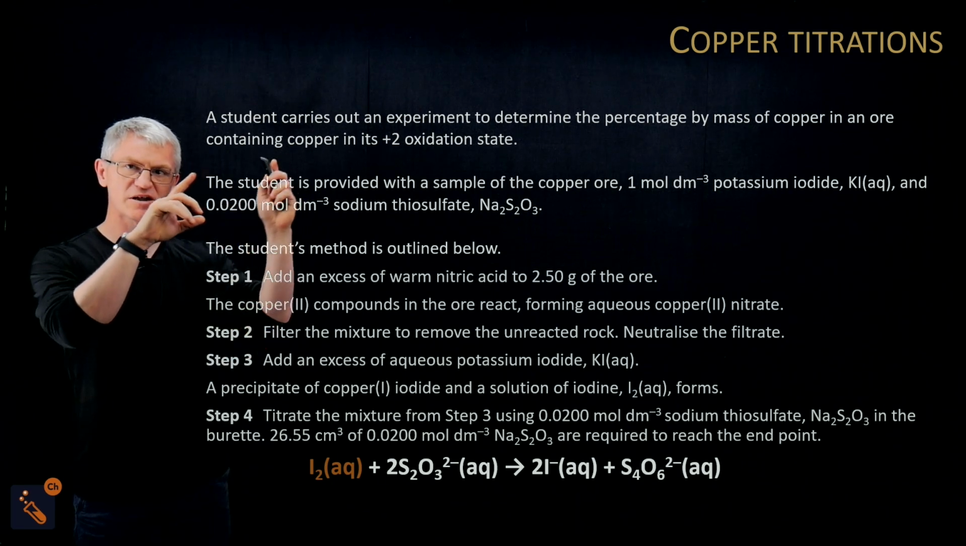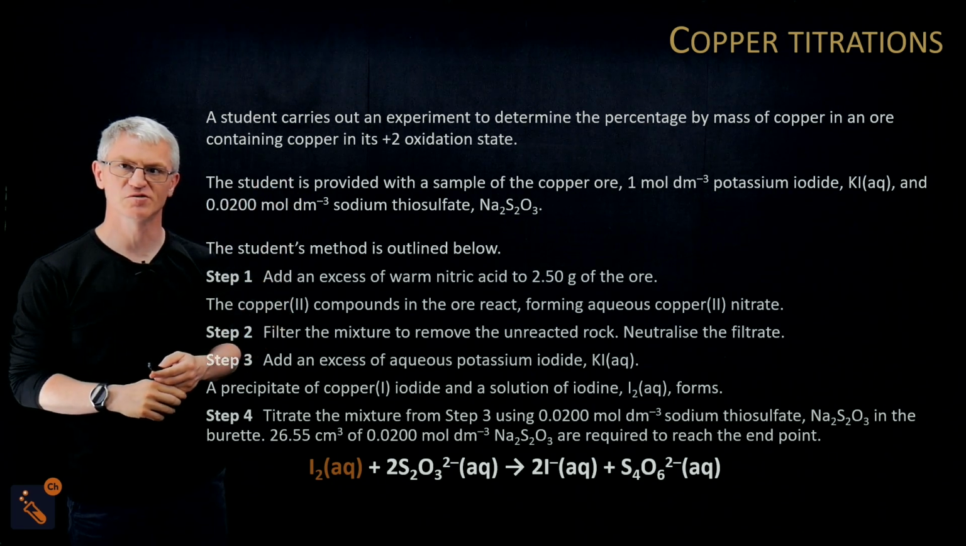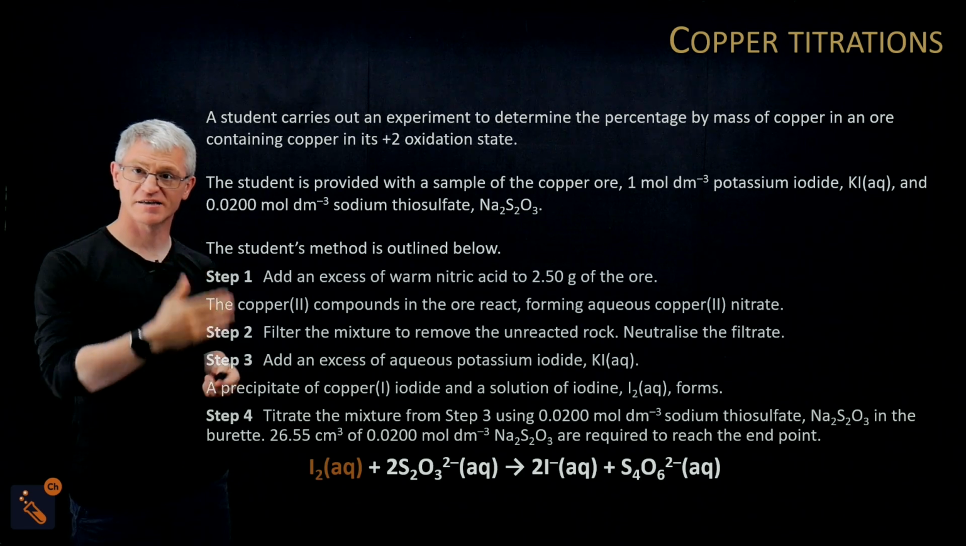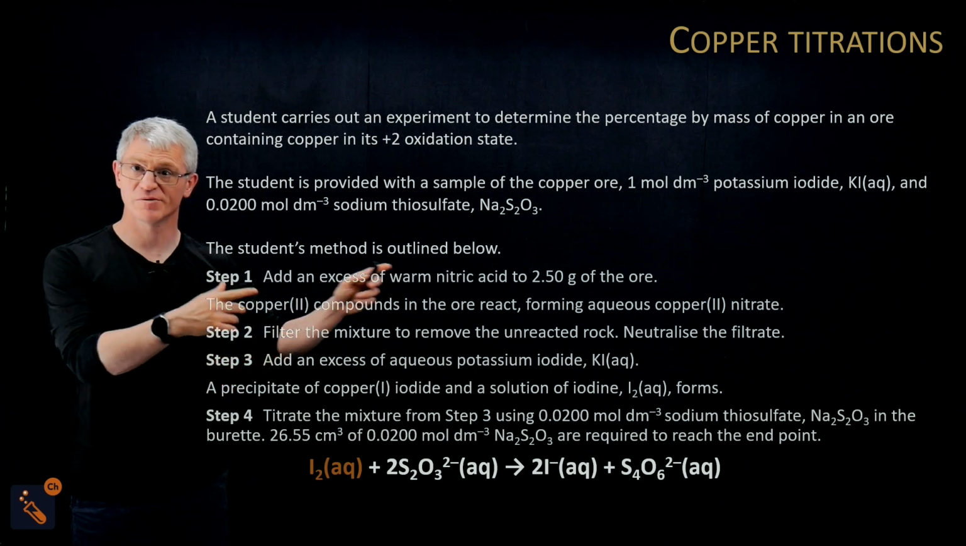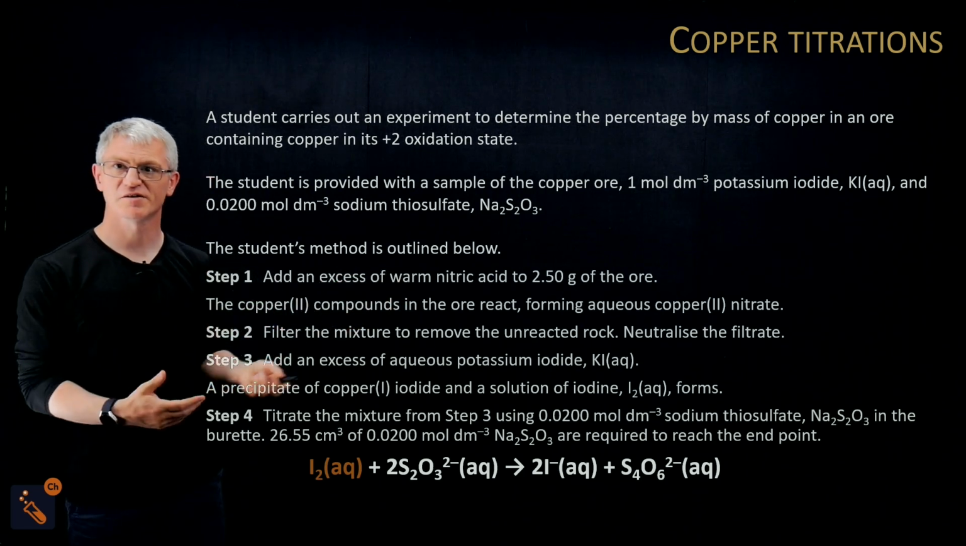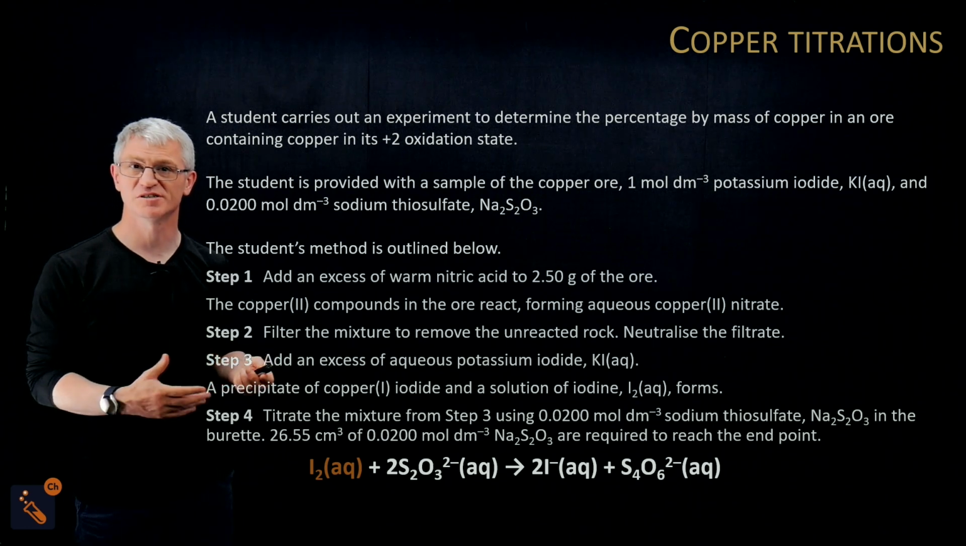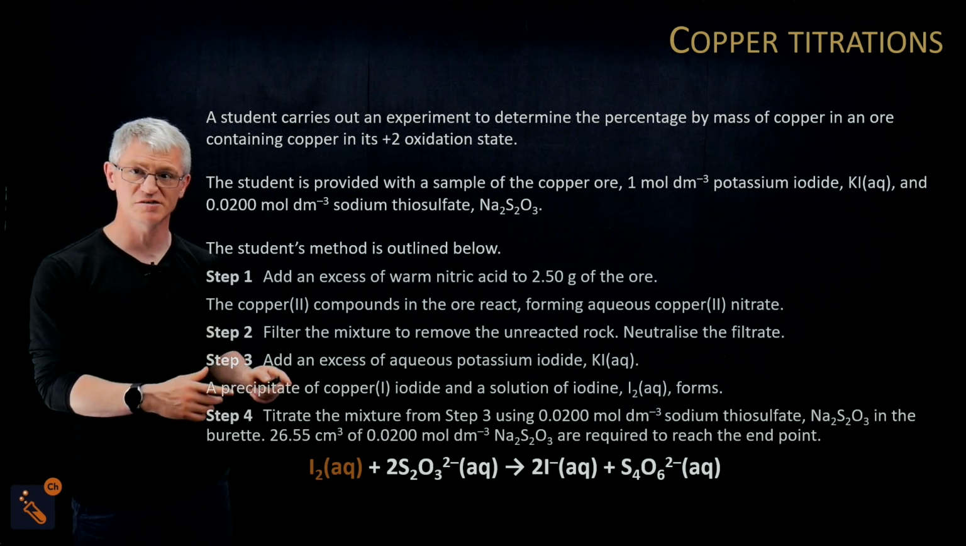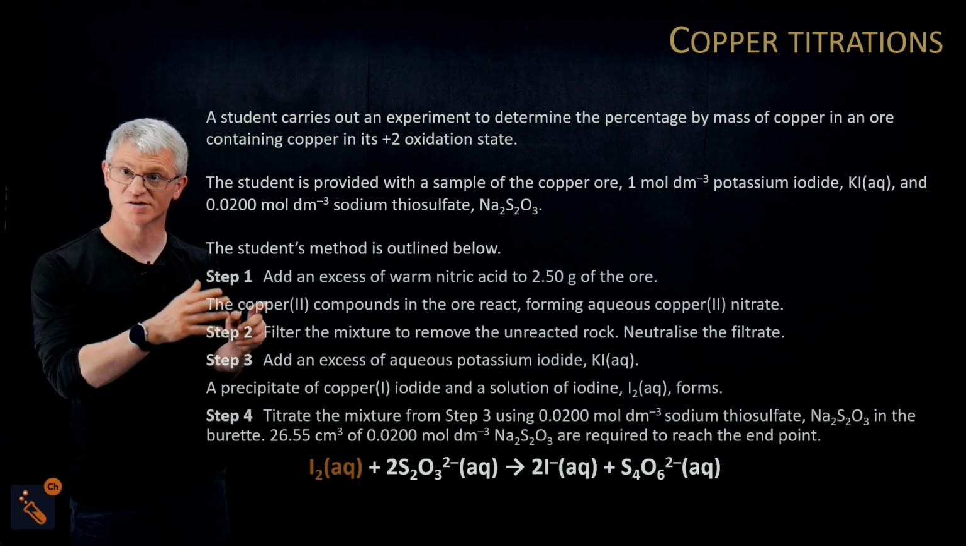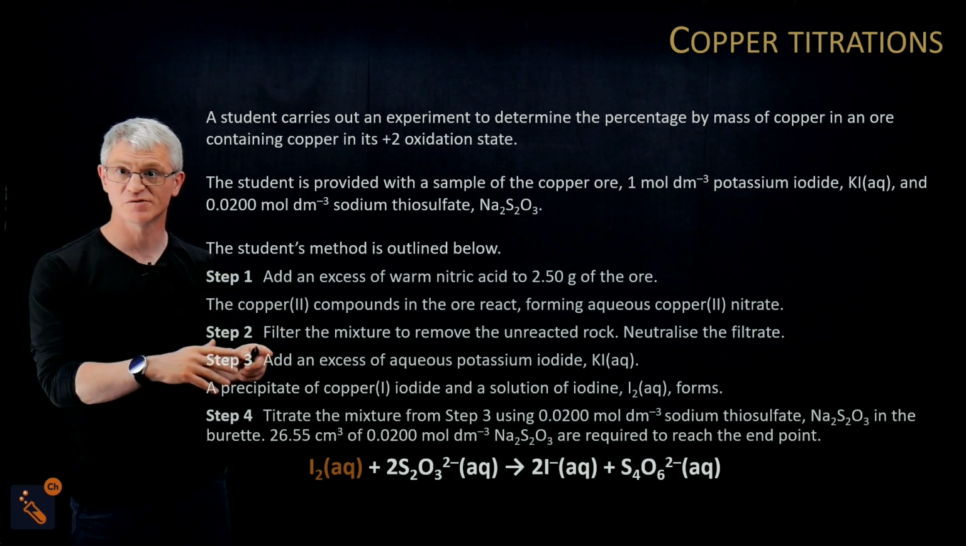We're going to talk about carrying out an experiment to determine the percentage of mass of copper in an ore. Okay, and so we're going to need a mass of the ore. Here we have a mass of the ore. Okay, and we're going to need to know how much copper is in there in the first place. And we can use a titration. Titration is very similar to question 1, so I'm going to go quickly through this. Stop the video and read it if you want.